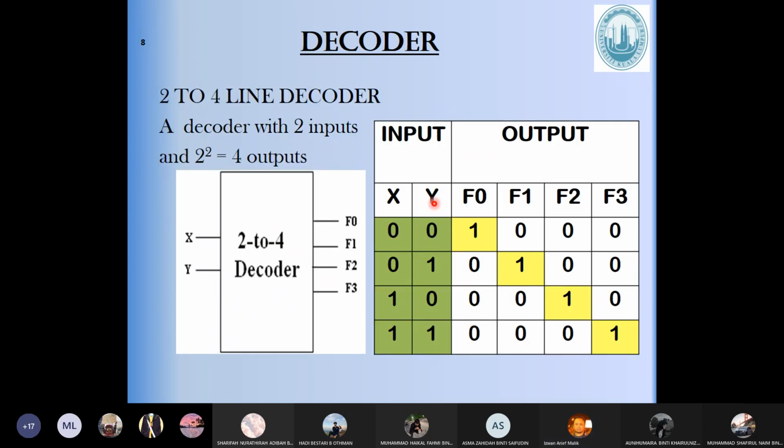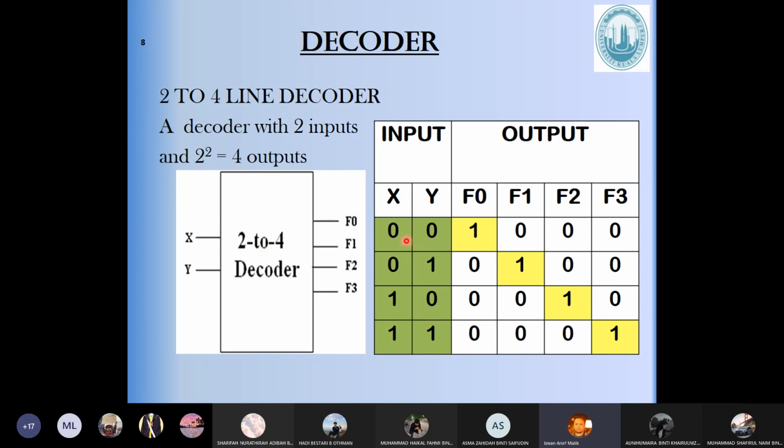Alright. So the 2 to 4 decoder, the first one, where this decoder has 2 inputs and 2 to the power of 2, which is 4 outputs. So this is the block diagram. Okay, so you can name the inputs using variables as you intend. Okay, you can use I0, I1, input 1, input 0, A, B, X, Y, any variables, as long as they are different from the variables that you use at the output. So X, Y, and the outputs are 4: F0, F1, F2, F3.